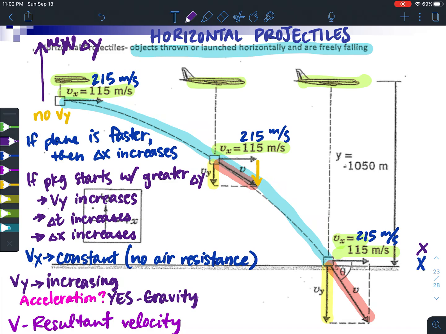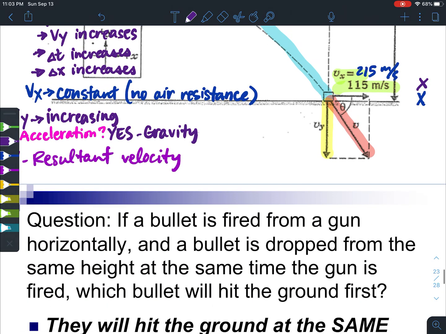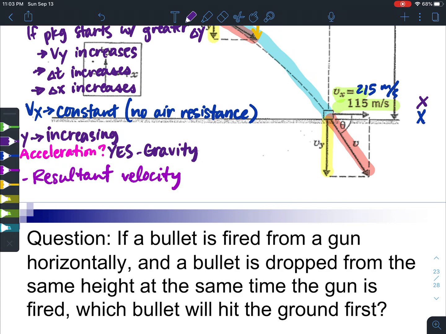Okay, so changing height changes quite a few variables. Changing Vx just really focuses on one thing. Okay, so if we take that knowledge and ask ourselves a very classic physics question, which is if a bullet is fired from a gun horizontally and a bullet is dropped from the same height at the same time the gun is fired, which bullet hits the ground first?